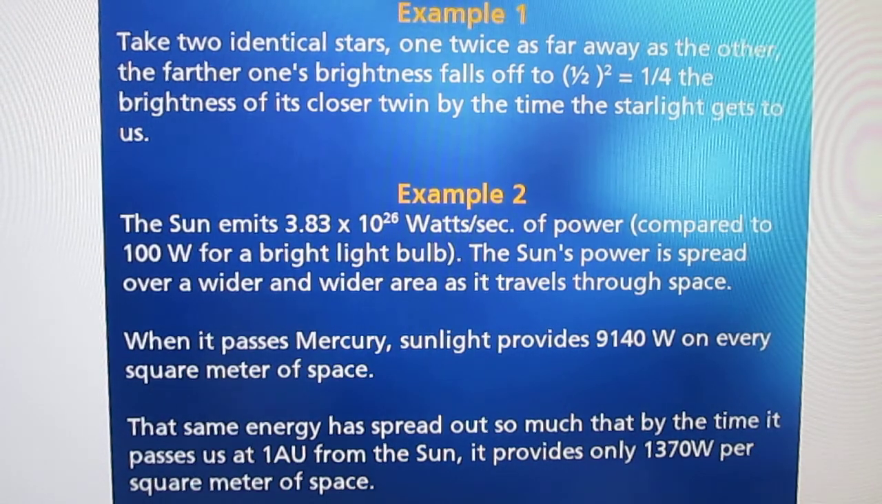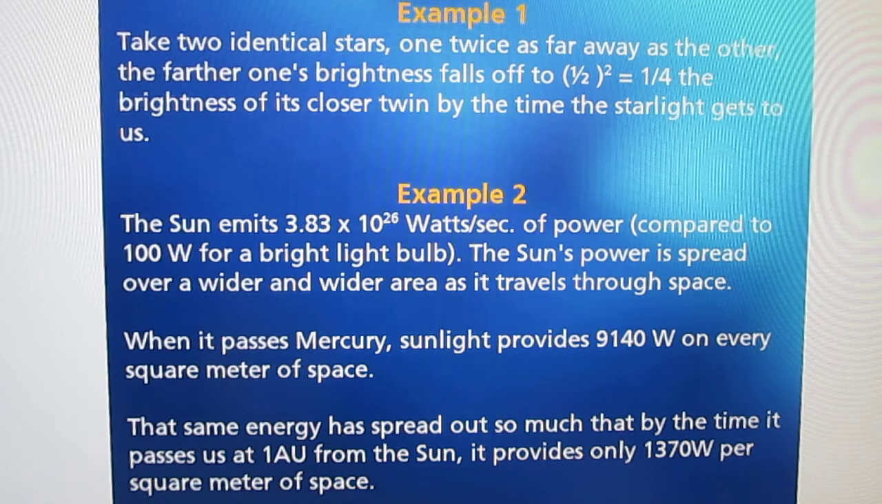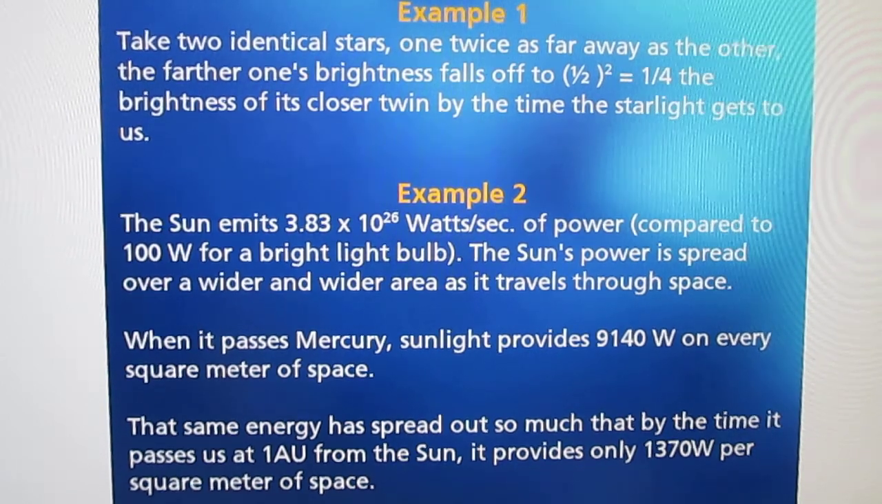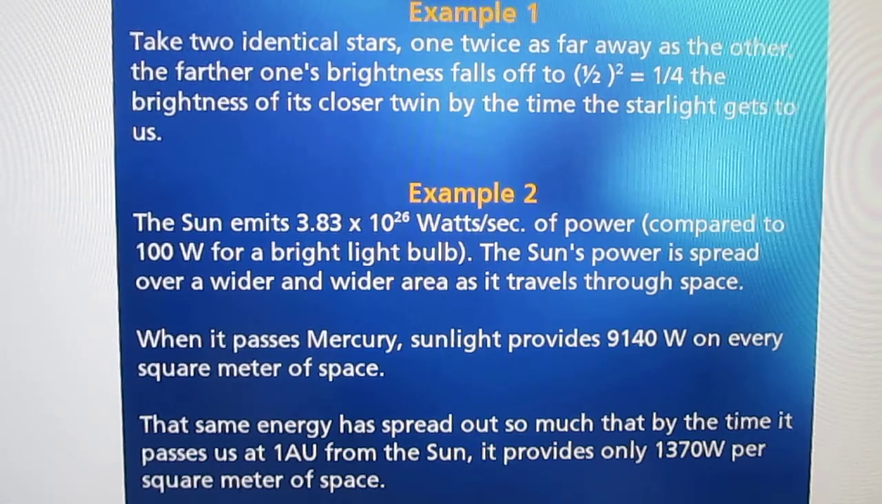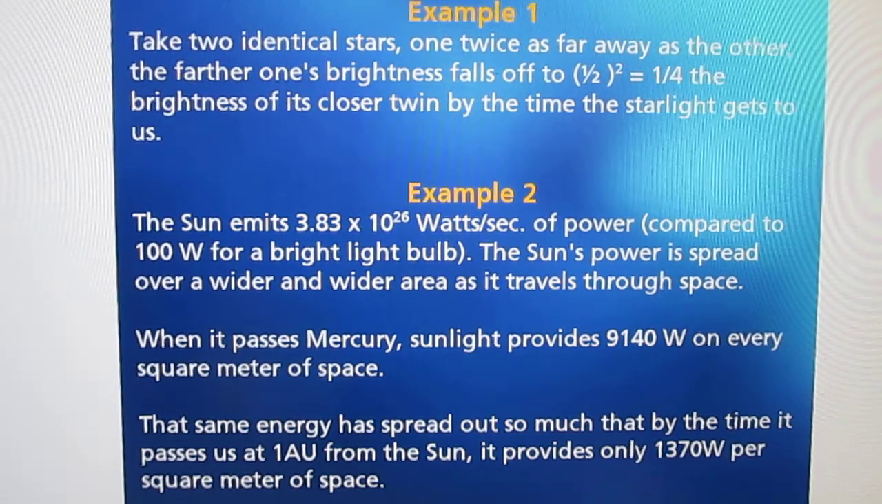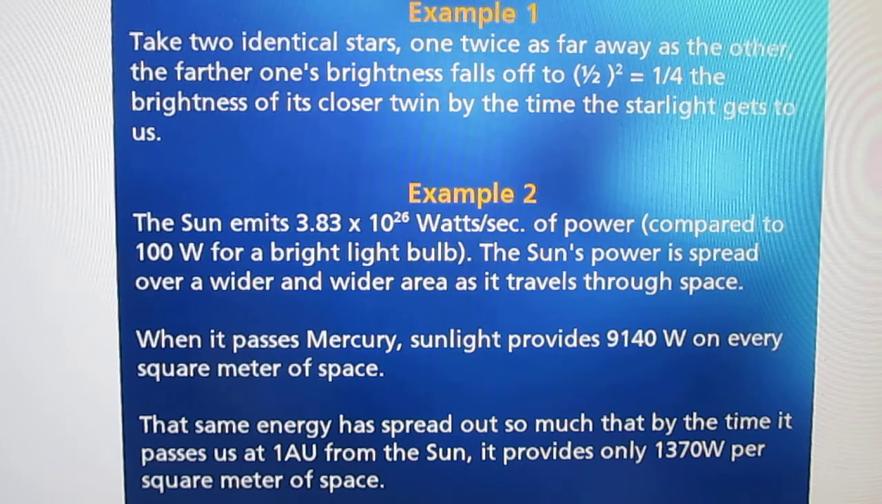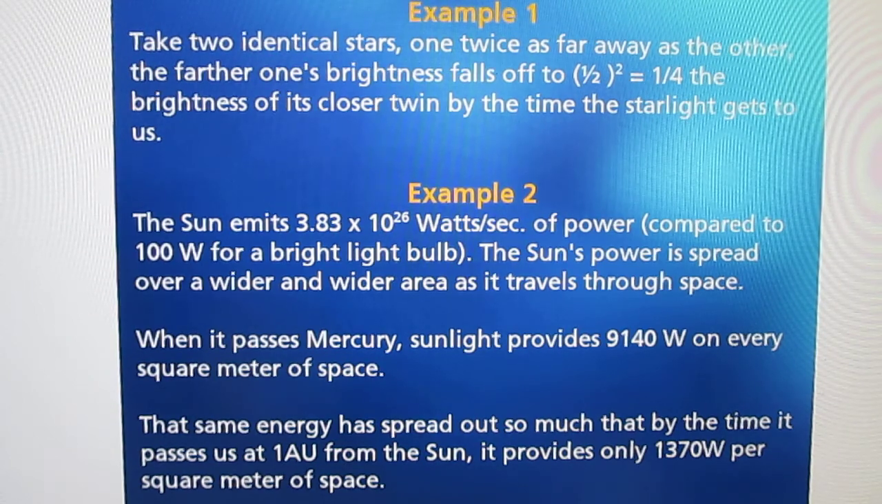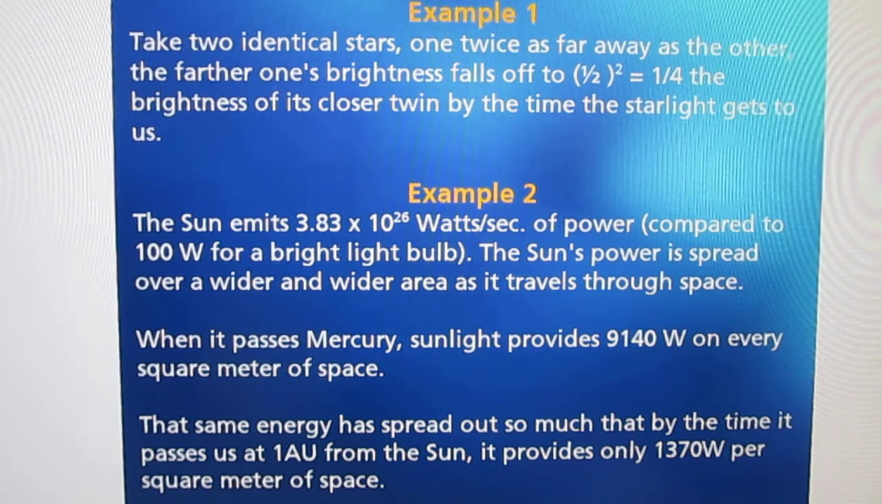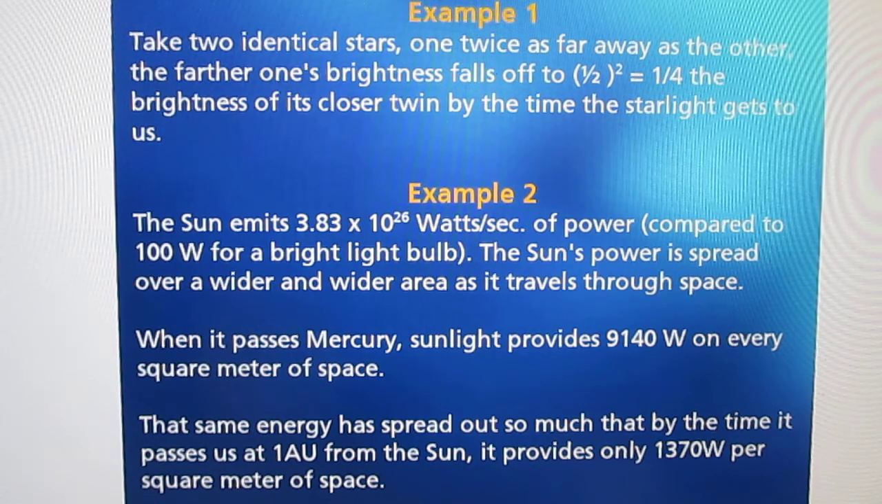Example 2. The sun emits 3.83 times 10 to the 26 watts per second of power, compared to 100 watts for a bright light bulb. The sun's power is spread over a wider and wider area as it travels through space. When it passes Mercury, sunlight provides 9,140 watts on every square meter of space. That same energy has spread out so much that by the time it passes us at 1 AU from the sun, it provides only 1,370 watts per square meter of space.